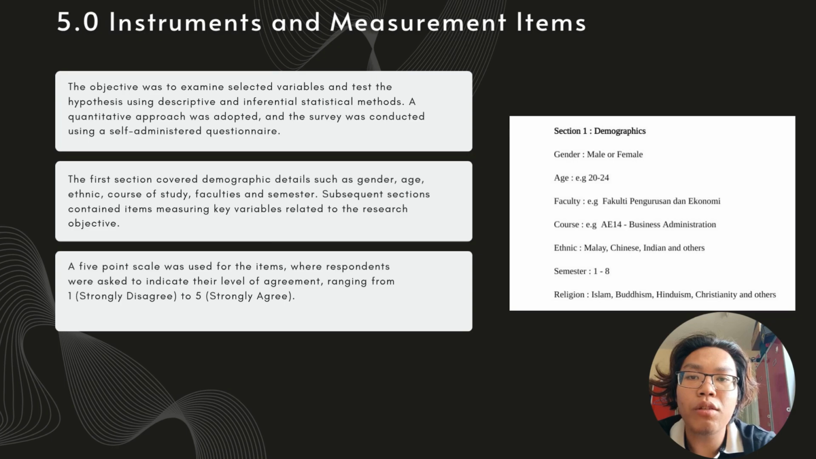A 5-point scale was used for the items, where respondents were asked to indicate their level of agreement, ranging from 1, strongly disagree, to 5, strongly agree. Now, as you can see, we can look at the picture that I put in the slide.